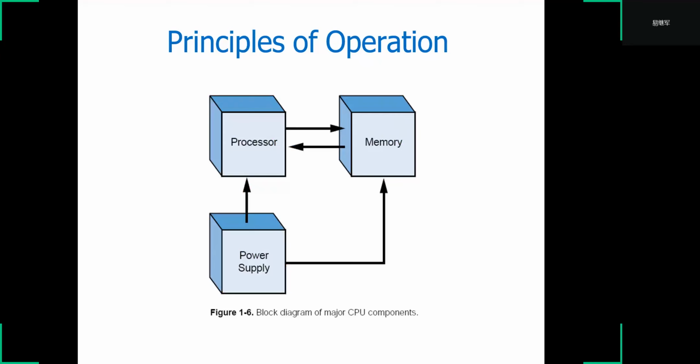This is a block diagram of the major CPU components. The CPU includes the power supply, processor and the memory. The fundamental components are just like a computer. For the computer we need the CPU, microprocessor, memory, and then the power supply.